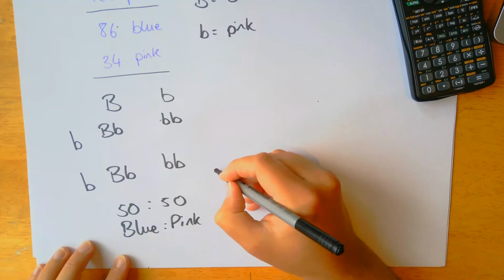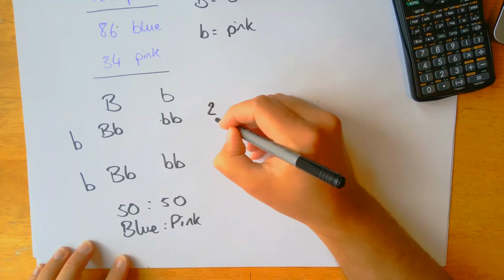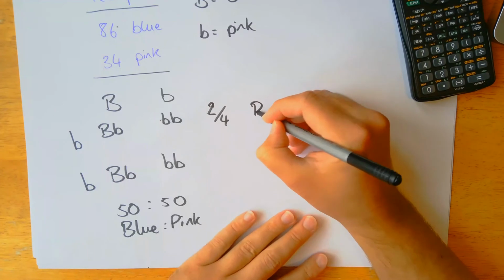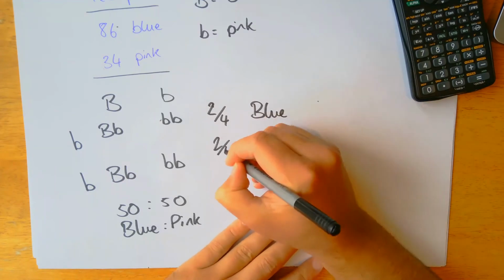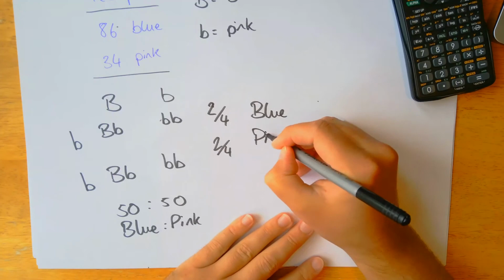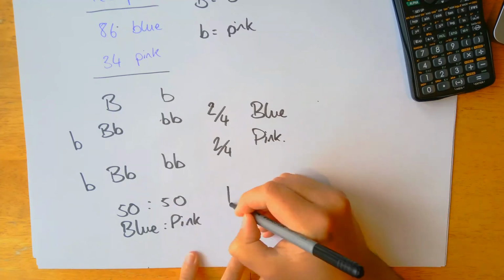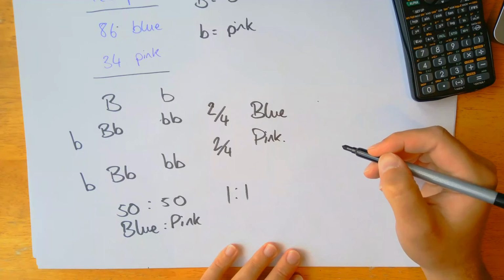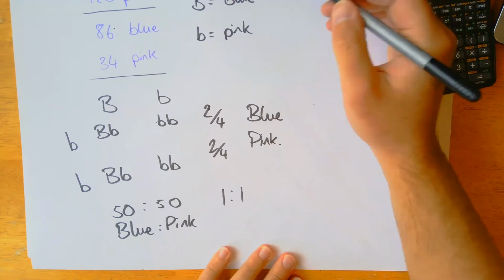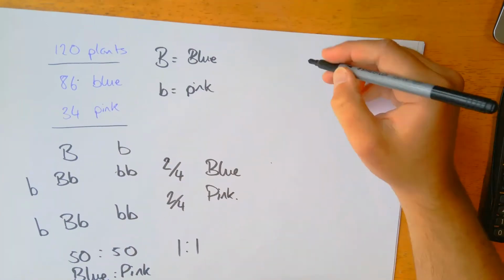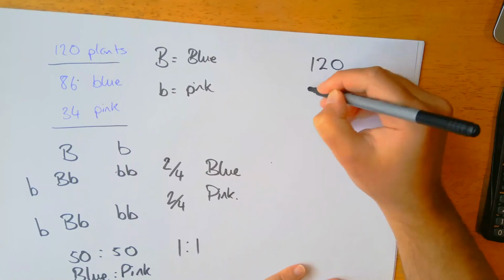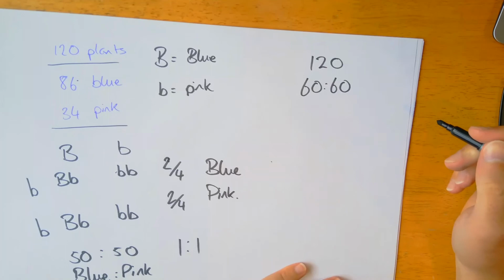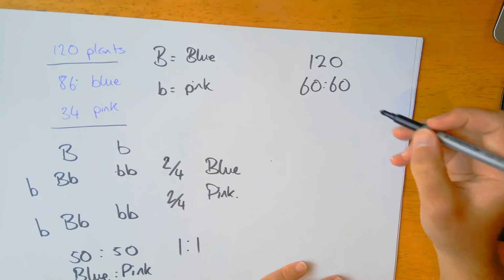Or we could even say that there was a 2 out of 4 chance of a plant being blue and a 2 out of 4 chance of a plant being pink. The ratio here would be 1 to 1. So what would we expect if we had 120 plants? We'd expect that 60 would be blue and that 60 would be pink. Okay. Now that's not what we got.